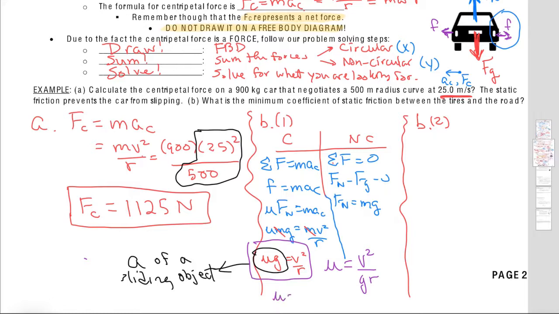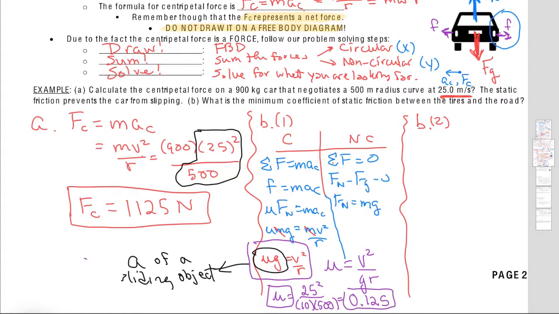And so now I can just plug it in. So I'm going to do 25 squared over 10 times 500. All right, I'm going to round to 10 for my acceleration due to gravity. So 500 times 10, and so I get a coefficient of friction of 0.125. Okay, so that is the coefficient of friction between the tires and the road.